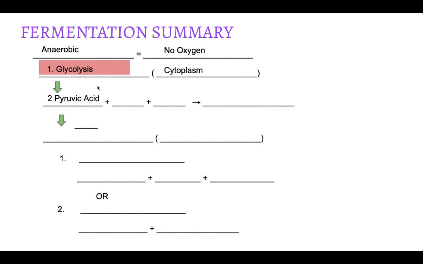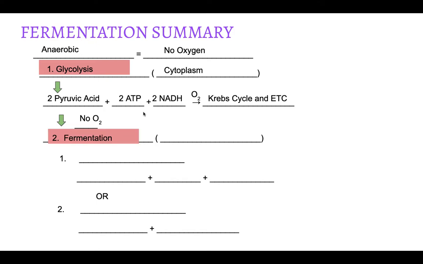And the process of glycolysis makes two pyruvic acid molecules, it makes two ATP molecules, and it makes two NADH molecules. If we have oxygen present in the cell, then we can go on to our Krebs cycle and our electron transport chain, and the cell can make tons of ATP. But if there's not oxygen present, we have to go through a different process. And the process that a cell undergoes is fermentation.